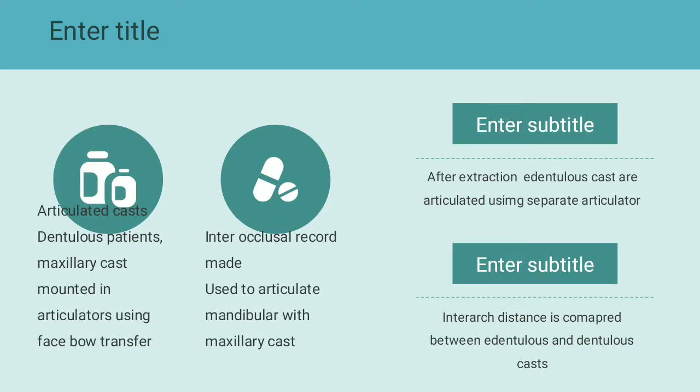The next one is articulated cast. In articulated cast, for a dentulous patient, maxillary casts are mounted in an articulator using a face bow transfer. The next one is interocclusal record. It is used to articulate the mandibular with the maxillary cast. Also, after extraction, edentulous casts are articulated using a separate articulator. Intra-arch distance is compared between the edentulous and dentulous. First, we take into consideration the dentulous cast. Maxillary and mandibular casts are involved here. Then after extraction, the interocclusal record is recorded. Then for both dentulous and edentulous cases, intra-arch distance is measured comparatively.